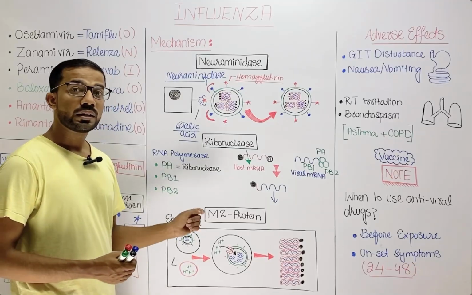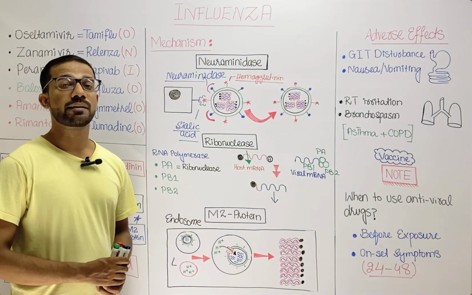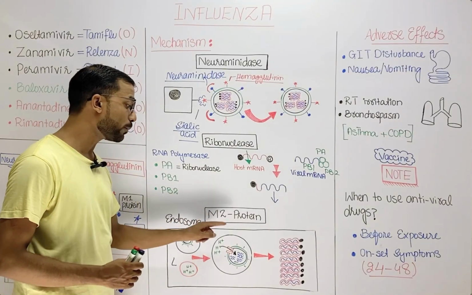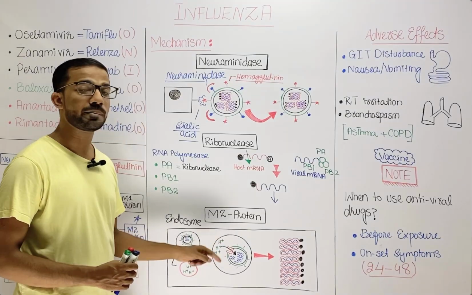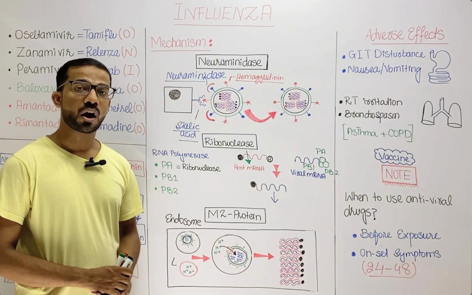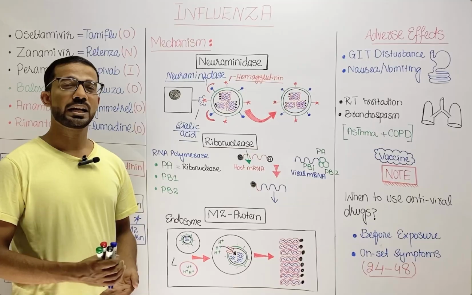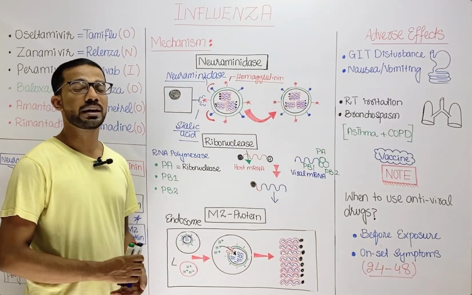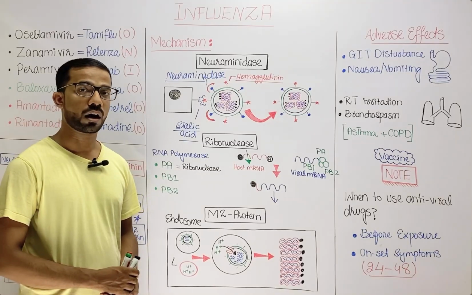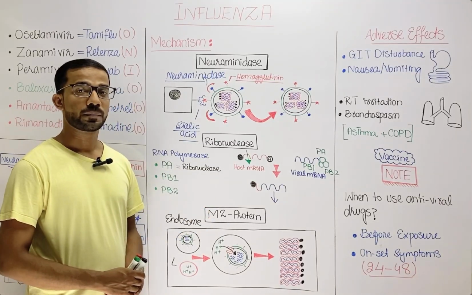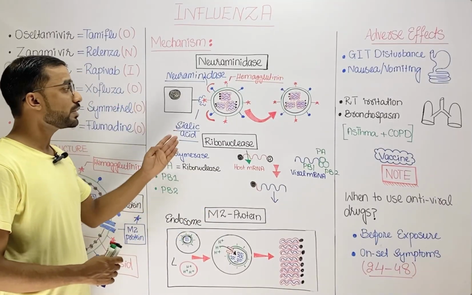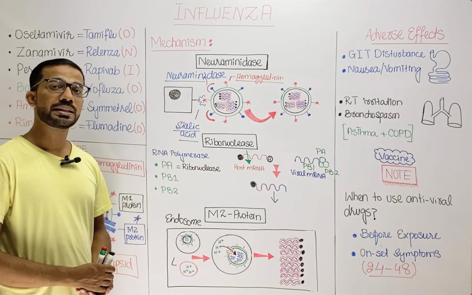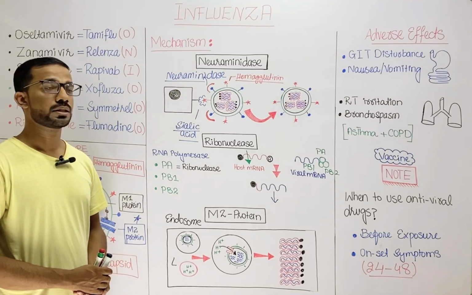So the last group, Amantadine and Rimantadine, act on the M2 protein and block this channel, and ultimately you will see the stoppage of the uncoating of the virus, and ultimately the stoppage of the replication. So this is how Amantadine and Rimantadine act on the M2 protein. So these are the 3 important mechanisms related to the influenza virus drugs.